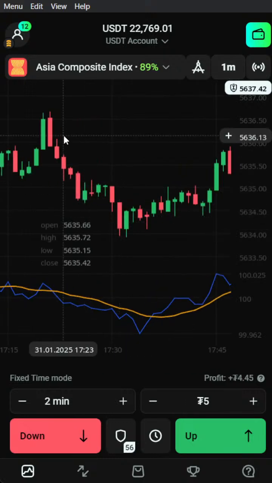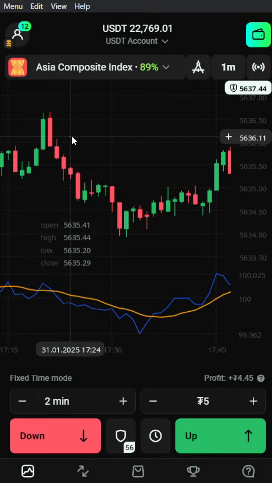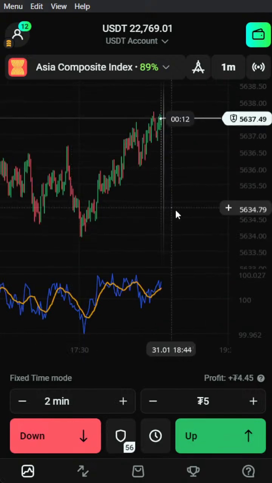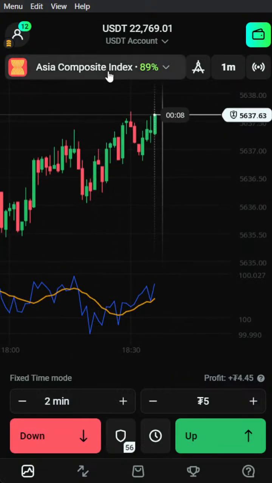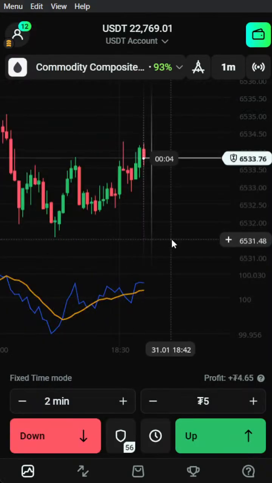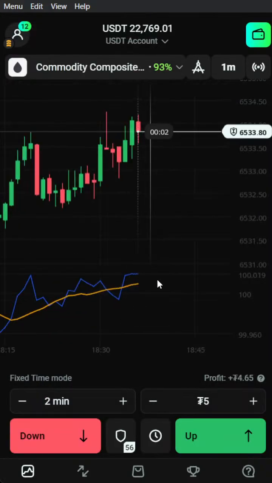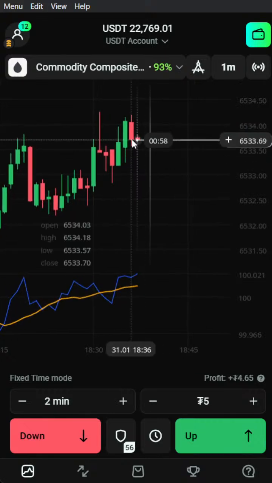So if you see this signal at this point somewhere, okay, over here actually, the yellow line went below the level 100. So we made a 2 to 3 minutes down trade. At this point, the yellow line went above the level 100. So we make a 2 to 3 minutes up trade. So you need to understand where the yellow line is crossing the blue line, and then you make the trade.